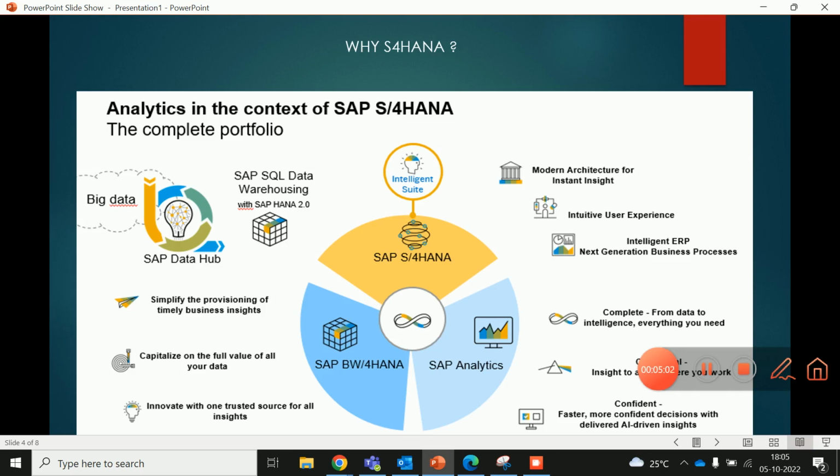So here at the bottom you can see confident. When they say confident, it's very fast and very easy to make a decision with the help of AI-driven insights. Also, capitalization on the full value of all your data.